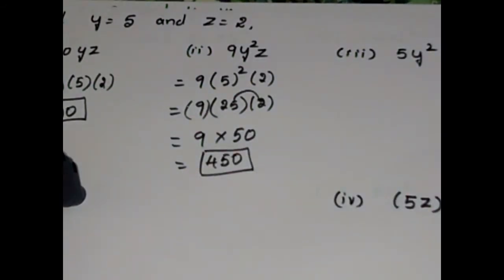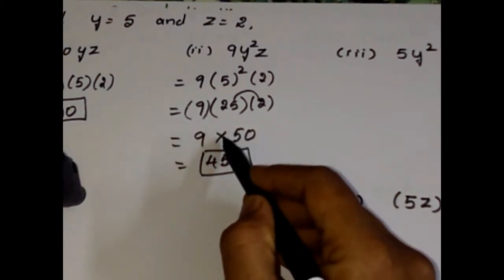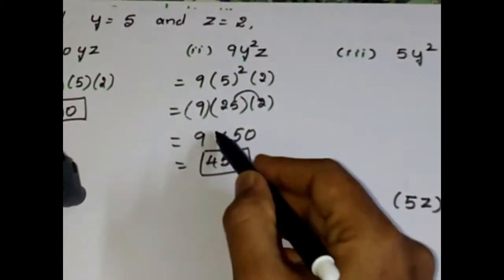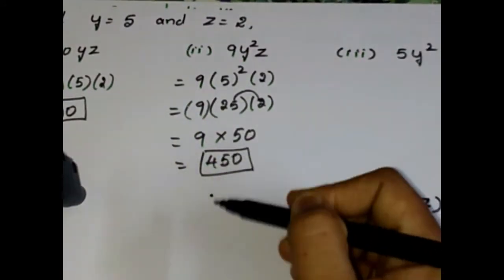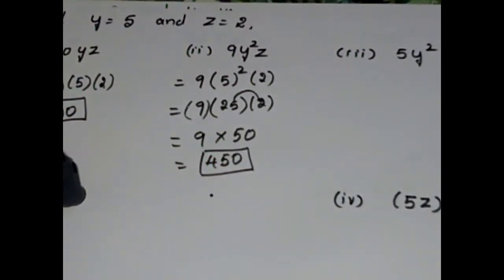Already I have told you children that while writing the multiplication, it can be by bracket or by multiplication sign or even by dot. So I have used all the ways to make you understand. You can learn as per your convenience.